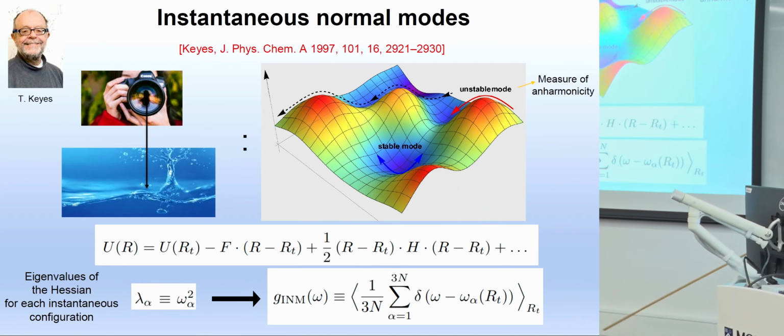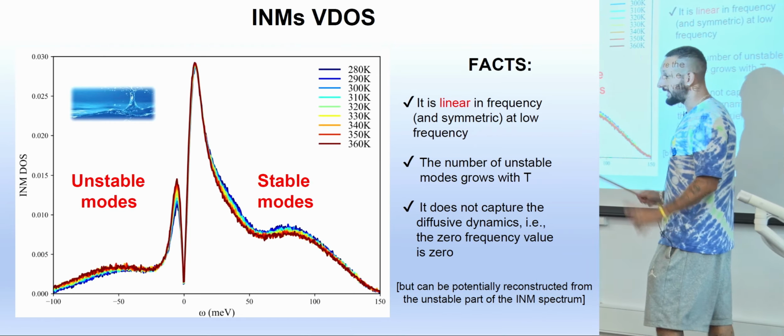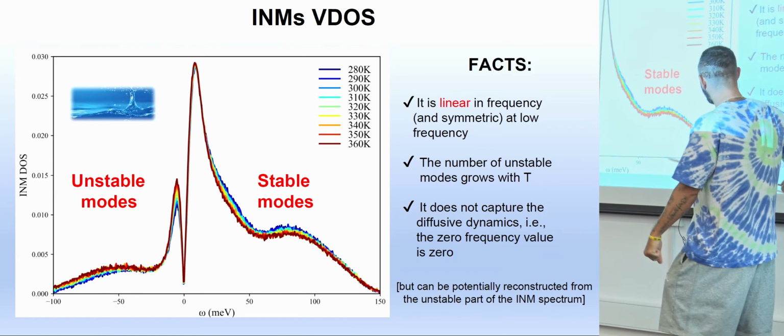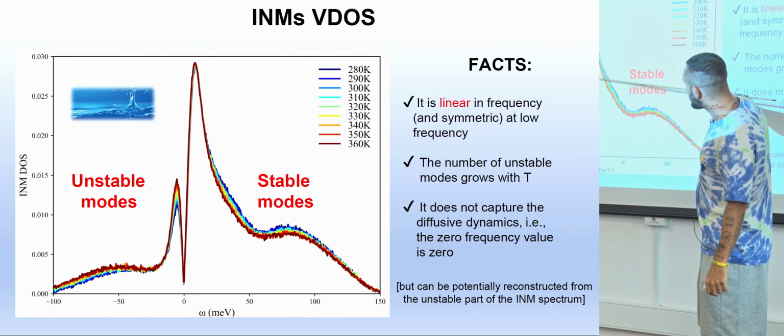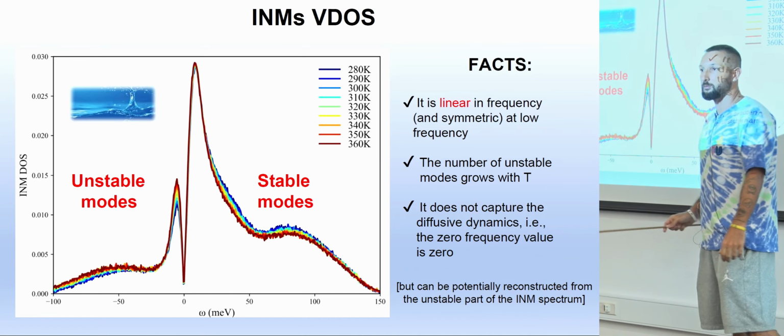So if you do this exercise for water, that's what you find. You find the density of states, the instantaneous normal mode density of states. You find that there is a branch with positive frequencies, which is linear at low frequency as well. But then you find also a huge amount of unstable modes.